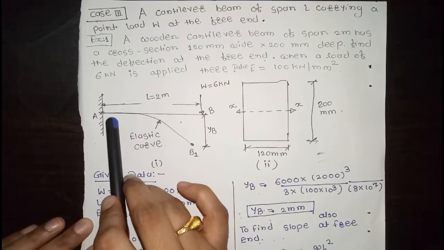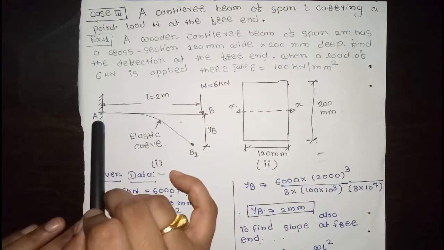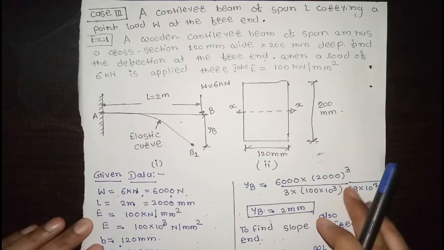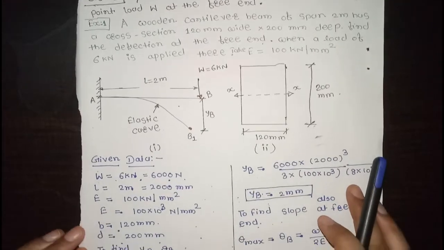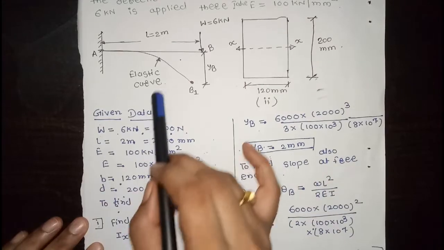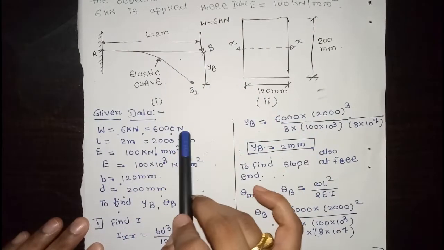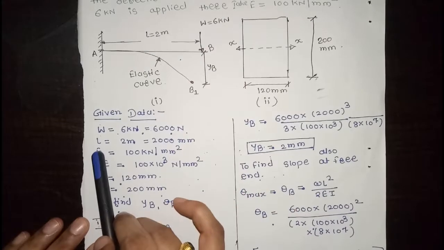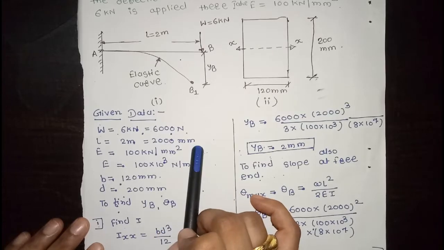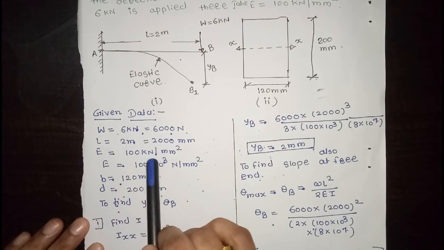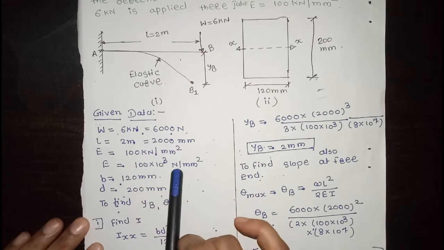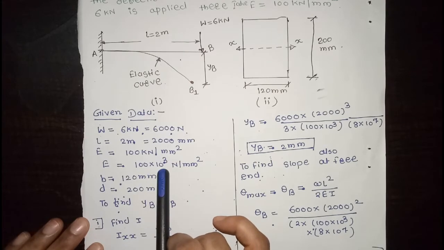Okay, this is the elastic curve. Cantilever beam always bends in hogging pattern. Okay, so this is the diagram. So first of all, write the given data. W is equal to 6 kN, convert in Newton, so 6000 Newton. L is equal to 2 meter, convert in mm, 2000 mm. Capital E is equal to 100 kN per mm square. So convert Newton per mm square, multiply by 10 cube.